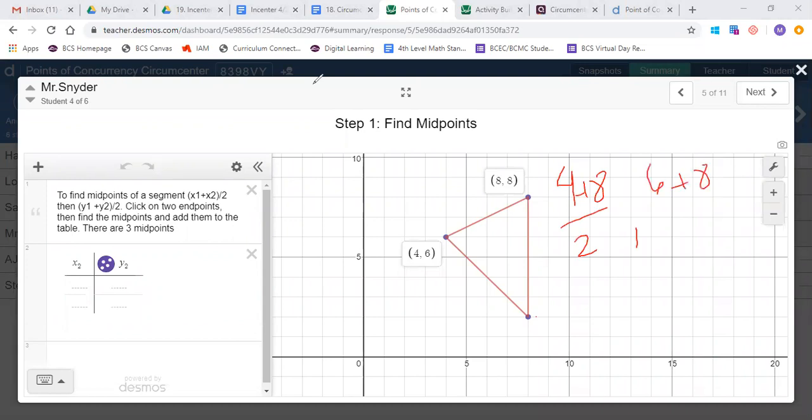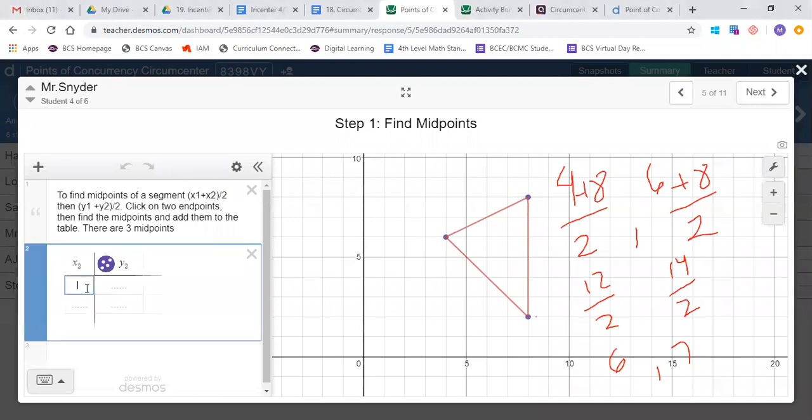And once we have that with 4 plus 8 over 2, that's 12 over 2, which is 6. And then 6 plus 8 is 14 over 2, which is 7. And a lot of times you can actually see it. If you notice right here, over 6 and up 7, you'll see that right in the middle. So I'm going to come over here and put 6 and 7, and we should have a point that adds in. Okay? And then once we do that, I'm going to go ahead and clear all the draw.